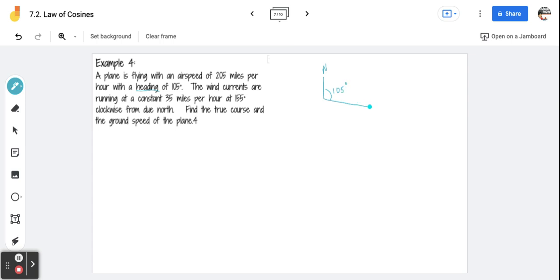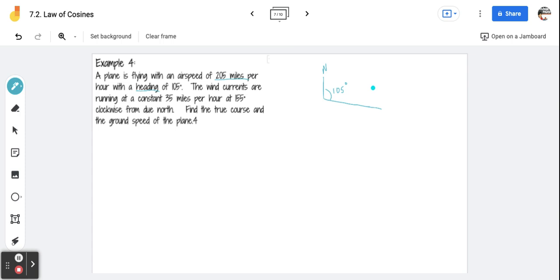All right, so that's the heading. It's flying along, and the length of the vector is represented by the magnitude of the vector, which is 205 miles per hour. So it's going 205. I'll come back and label those in a second so I don't get too much bunched up in here.